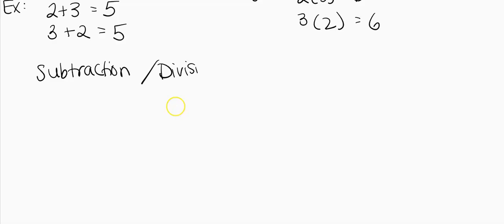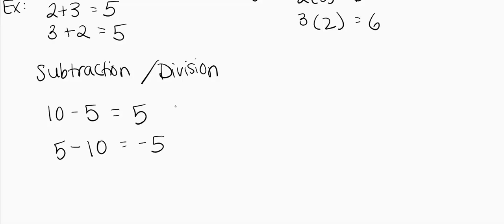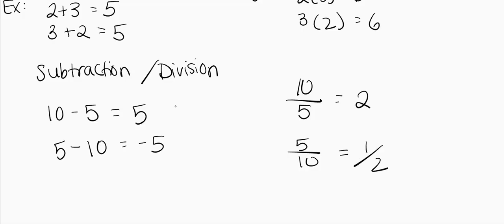Well, as you can see, if I were to do, say, 10 minus 5, this would give me a positive 5. But if I were to do 5 minus 10, I would get a different answer, negative 5. Similarly, if I were to do 10 divided by 5, which is 2, 5 divided by 10 is 1/2. So the commutative property fails for subtraction and division.